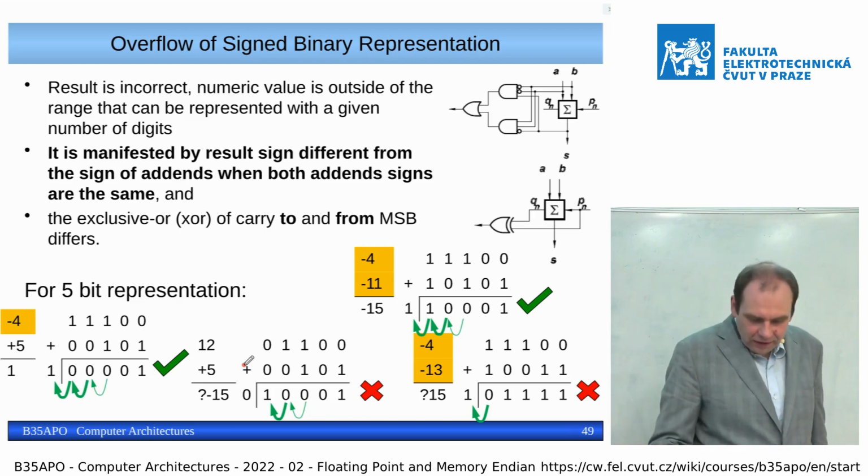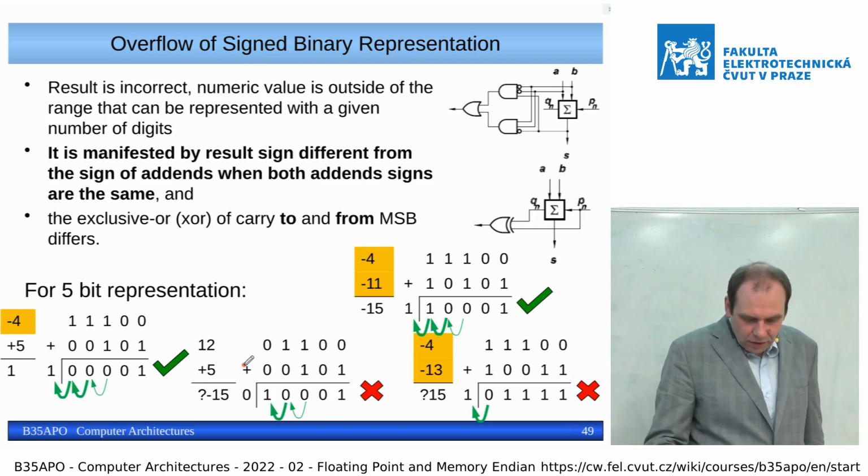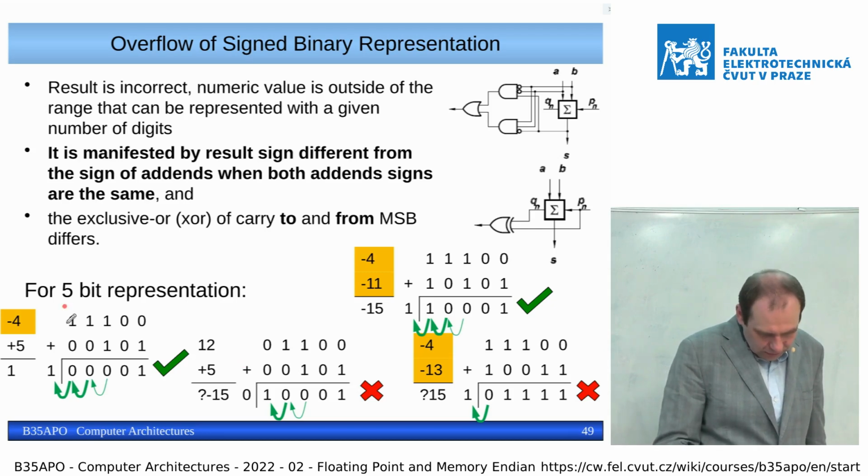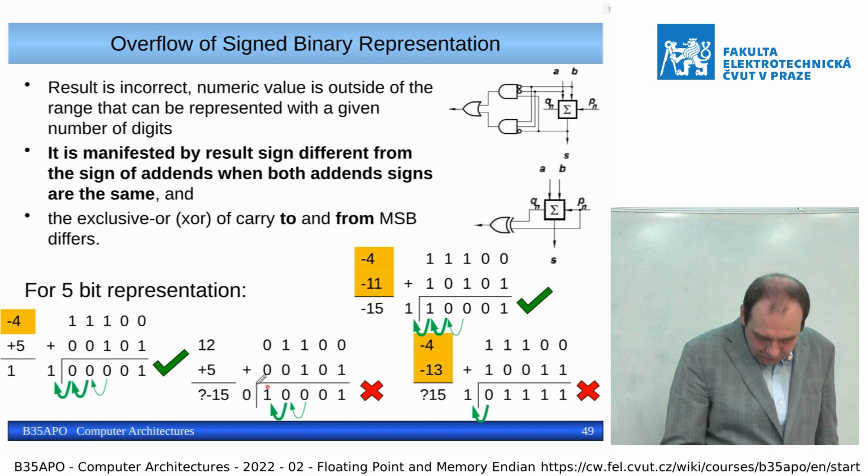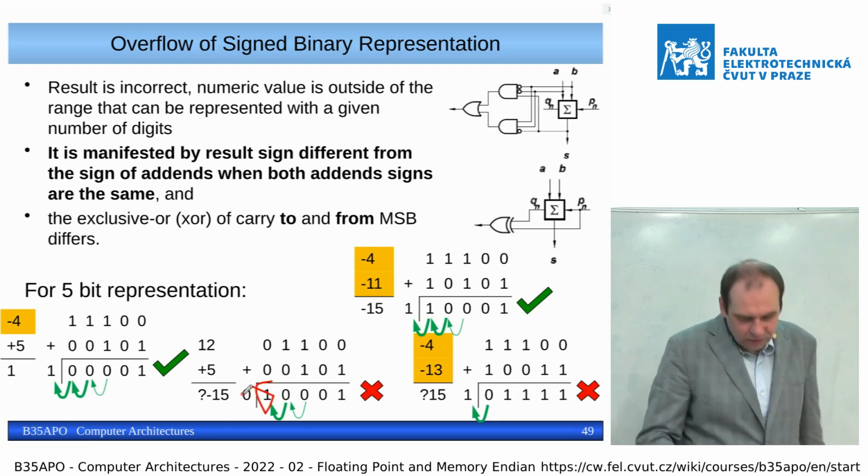So if we add two positive numbers here, and even in this case, okay, it is negative and positive. No, there are two positive. If we add those two positive, but then there is carry that changes the sign, so it is incorrect.